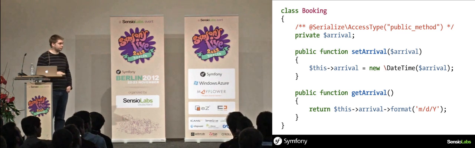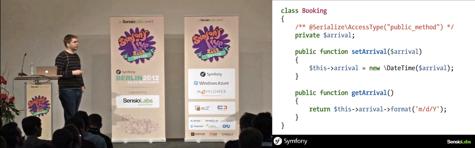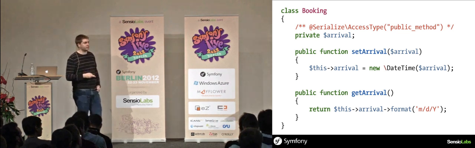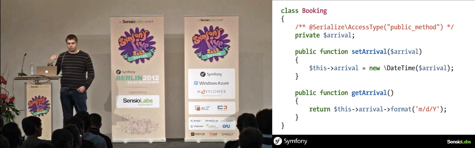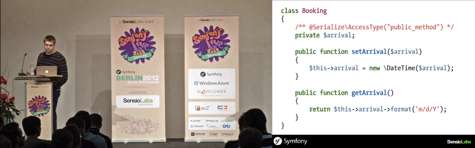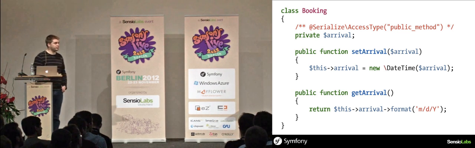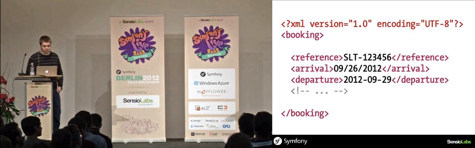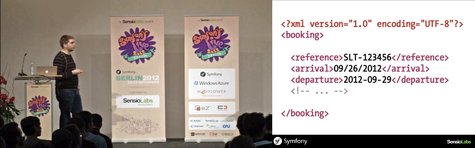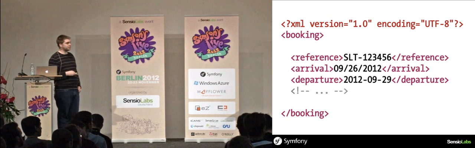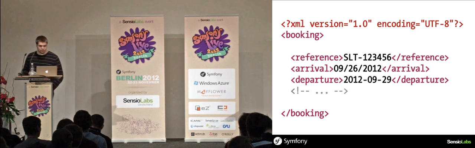So let's say when you serialize your arrival property, which is a datetime object, you want to serialize your datetime object with a specific format. So I will ask the serializer to call this getArrival method to format my arrival date with this format, so month/day/year. So as you can see, my arrival object contains the new format because it called the getArrival method.